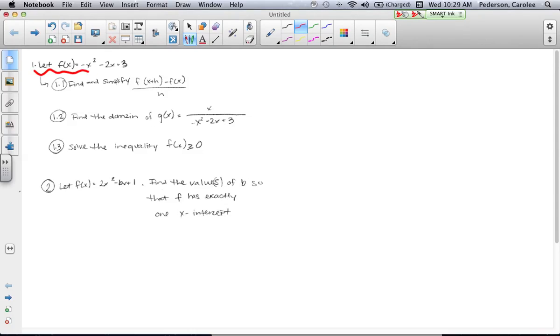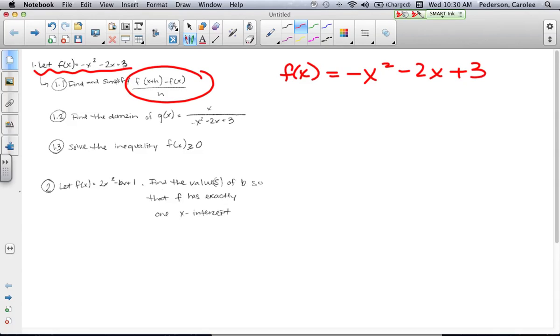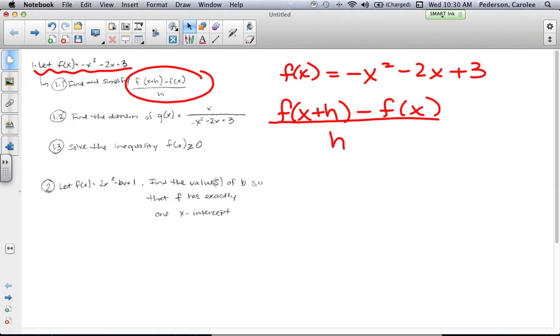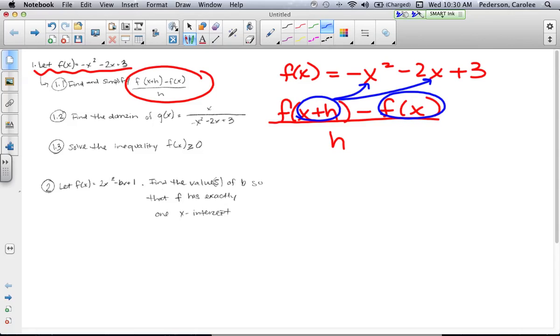What I'll do is I'll do this first question. Here's your function, and we want to simplify it using this evaluation. So our function is this quadratic equation, and you want to evaluate for f of x plus h minus f of x over h. So when you evaluate, you're taking this x plus h and substituting it into here and there. And then this is saying subtract the original function and then divide by h. So let's go ahead and begin.